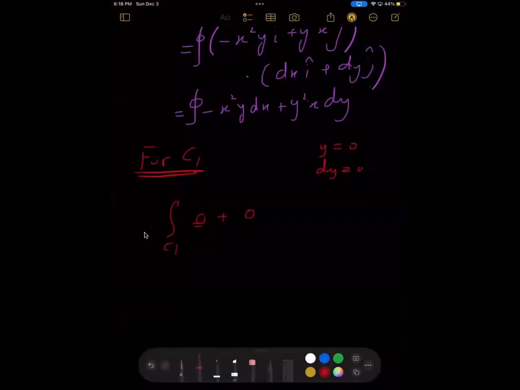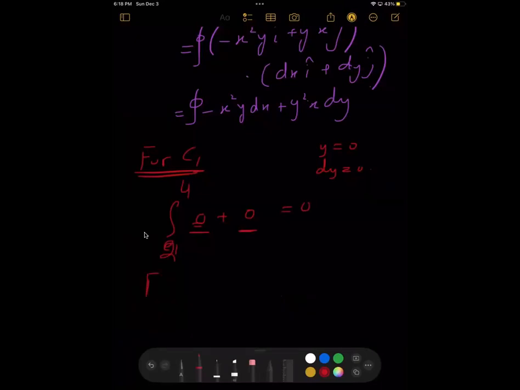This is a very good question. In the curve C1, x is going from 2 to 4, so x is positive. When y equals x, it is positive, so that's why we're in the positive region. Now let's solve it. For C1, our y is 0, so the first term becomes 0. dy is also 0, so the second term becomes 0. So it is 0, going from 2 to 4.